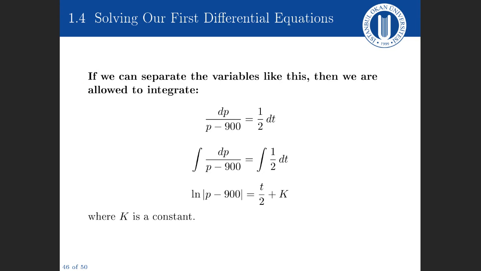The integral of 1 over p minus 900 is the natural logarithm of the absolute value of p minus 900. And the integral of a half is just t over 2. And of course, we need a constant of integration. We only need one constant of integration. So we know that the natural logarithm of the absolute value of p minus 900 is equal to t over 2 plus some constant k.